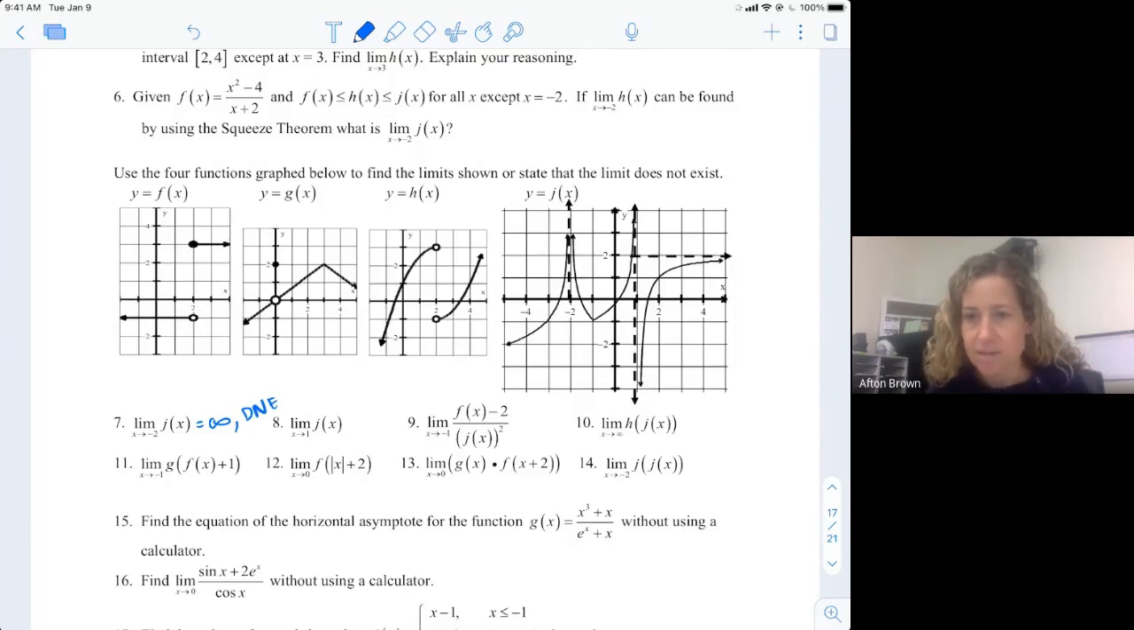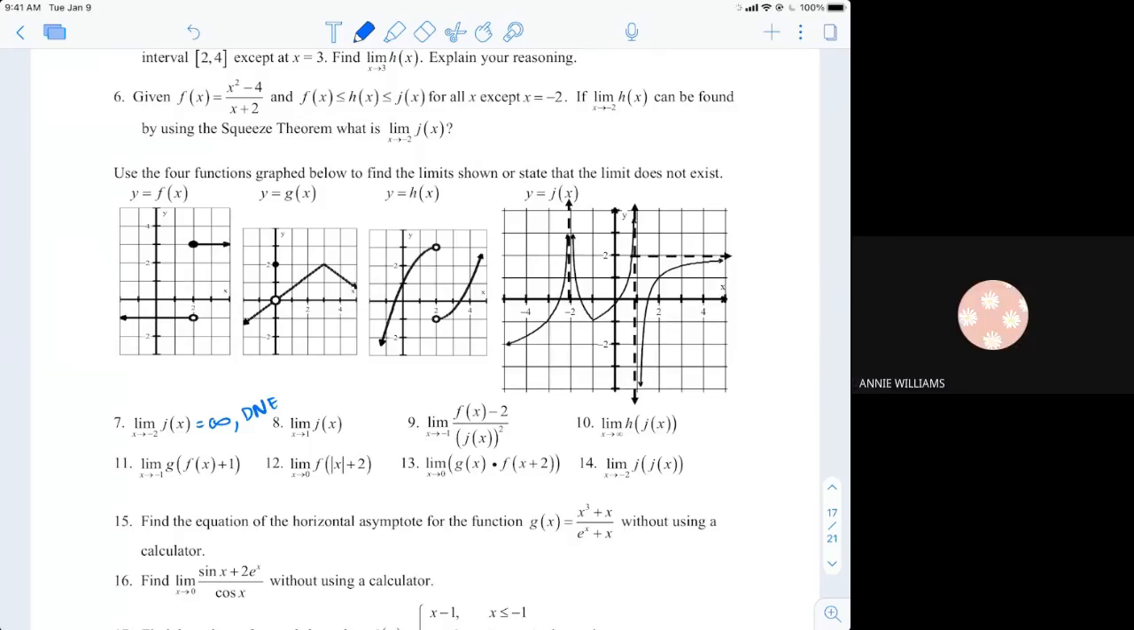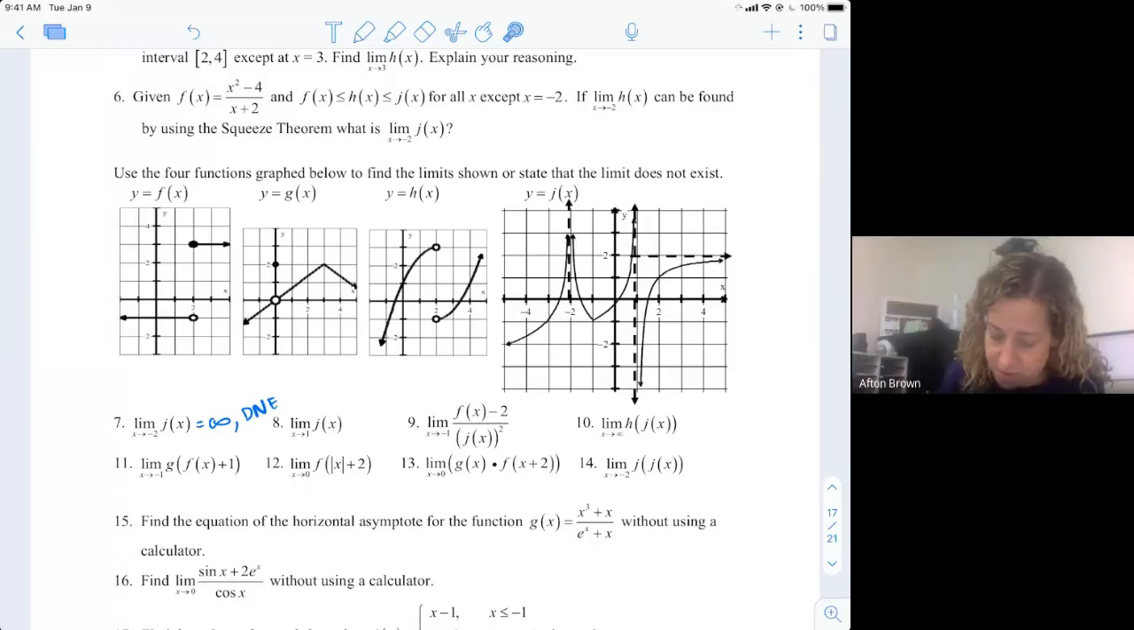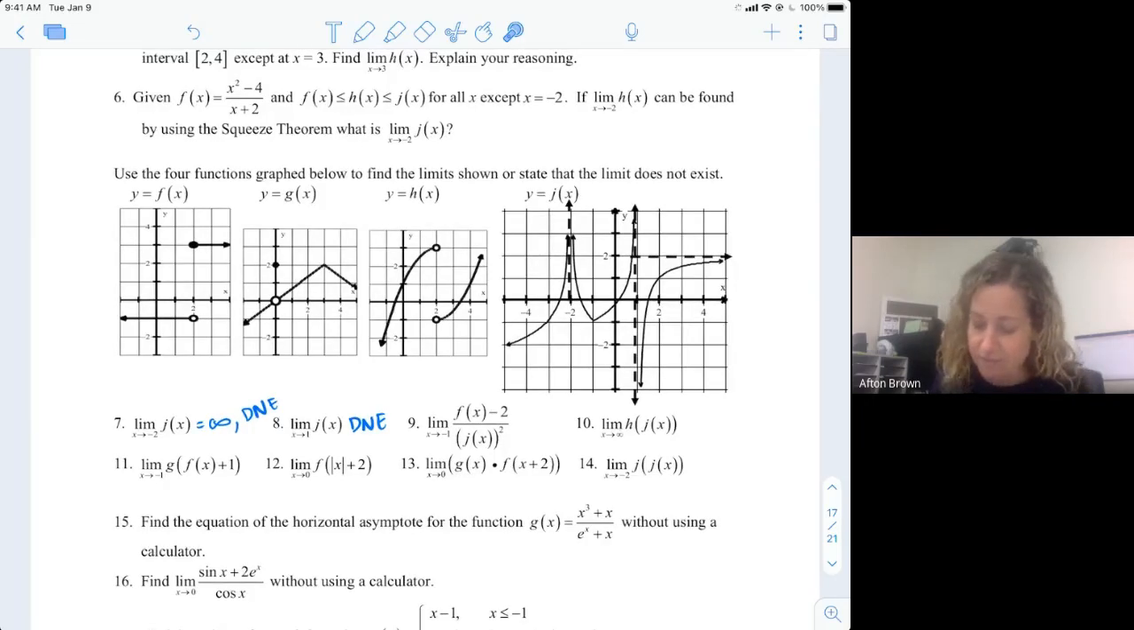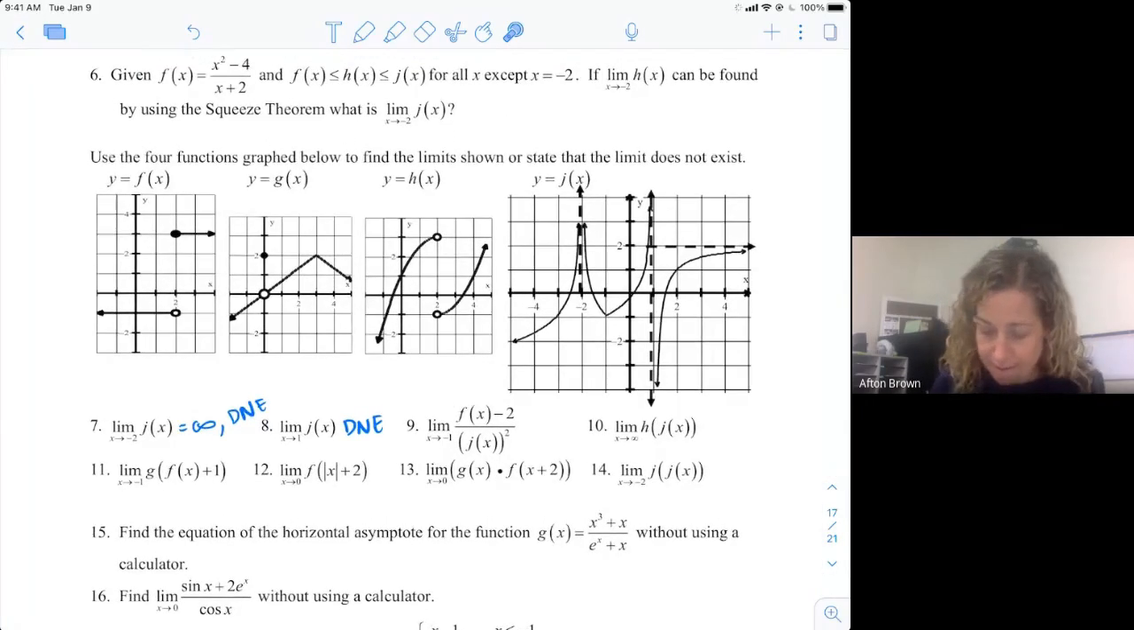Okay, number 8. I'm going to pick on Annie. Annie, what did you get on number 8? It asks for the limit as x goes to 1 on j of x. I wasn't super sure for that one, but I said does not exist. You are exactly correct. Yeah, that one has to be does not exist, because one side goes to positive infinity and one side goes to negative infinity. So very good. Okay, number 9. Number 9 gets a little bit trickier.